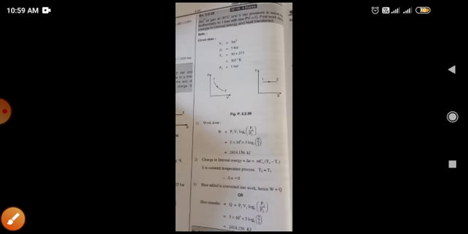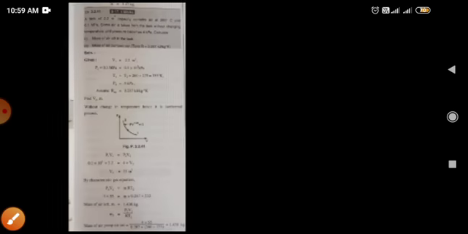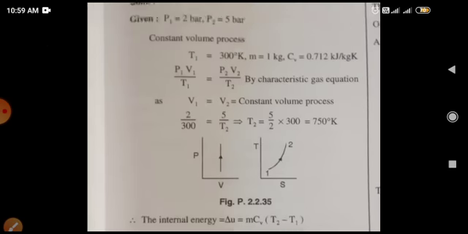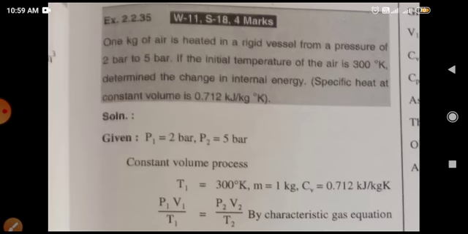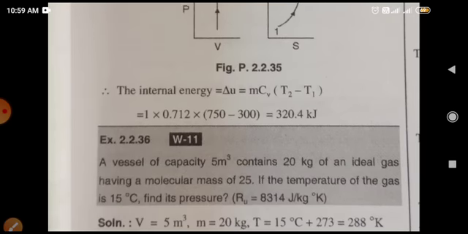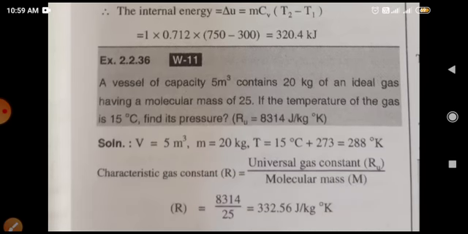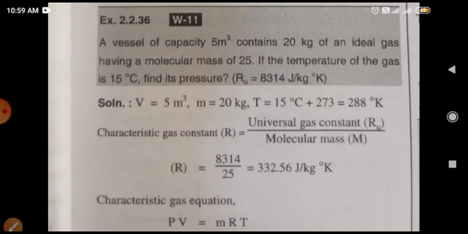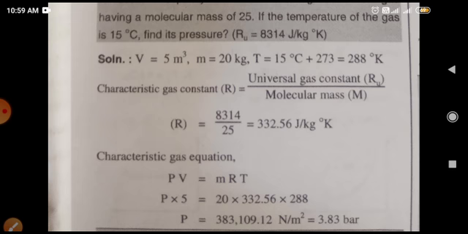Okay, see this problem properly. Now solve this problem. See here, I have given some problems. You can stop this video and understand all this. Okay, try to solve this problem. A vessel of capacity 3 meter cube contains 20 kg of an ideal gas having a molecular mass of 25. If the temperature of the gas is 15 degrees Celsius, find the pressure. Okay, in this way you will get the pressure.